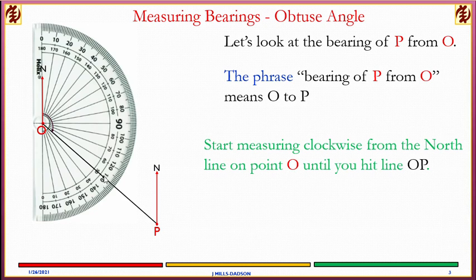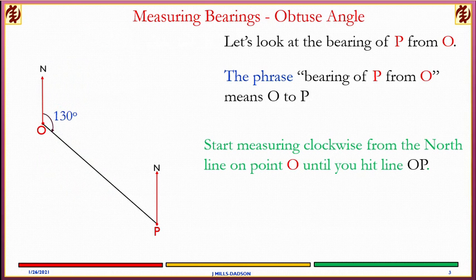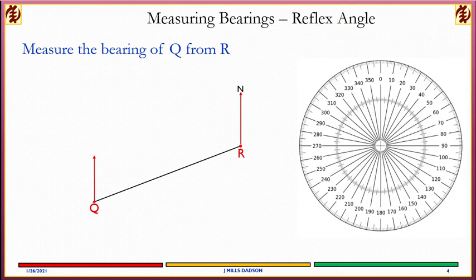Looking at the outside scale, it falls on 130 degrees. So we say the bearing of P from O is 130 degrees. Simple as that. It's just about measuring angles. Let's look at another example.